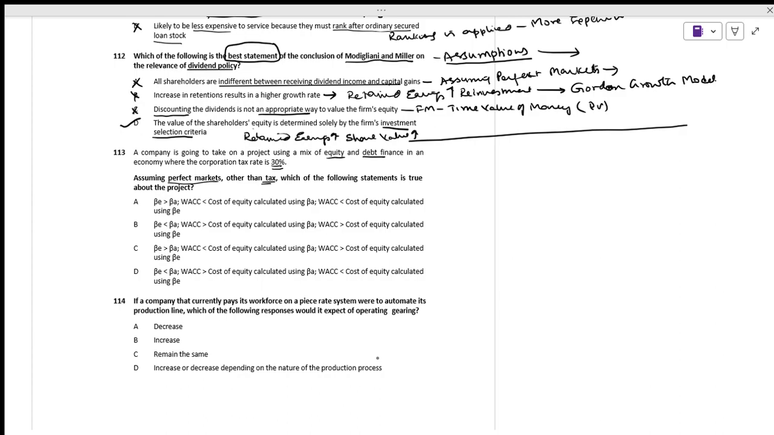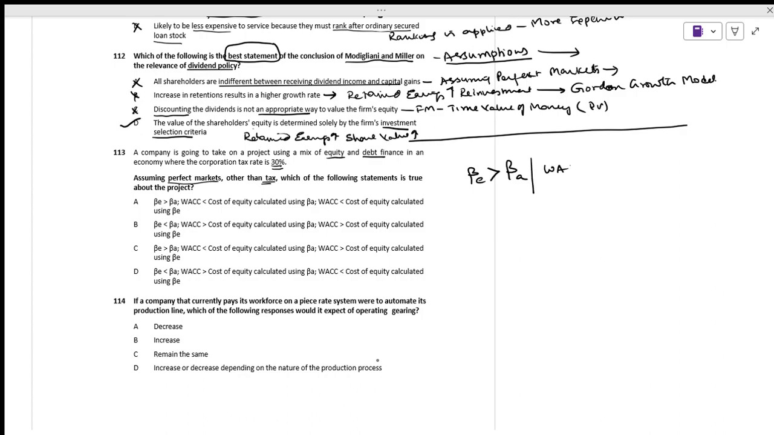Beta of equity is always greater than beta of assets. Always beta of equity, the change in the value of equity, the risk of the equity, is it right? Always the beta of equity will be greater than beta of the asset. This is the first condition.